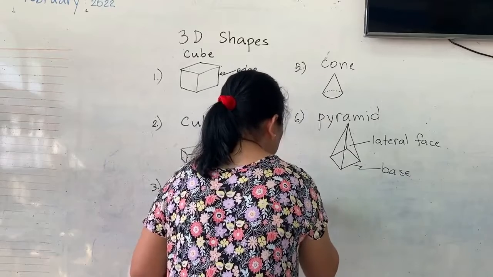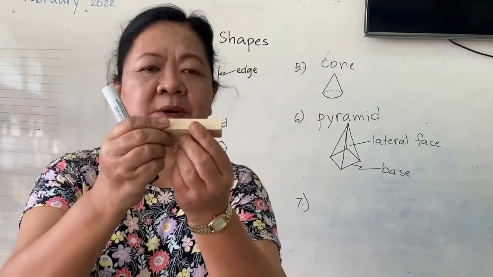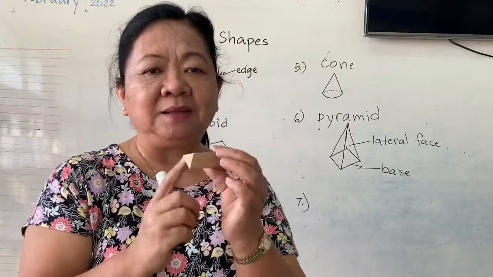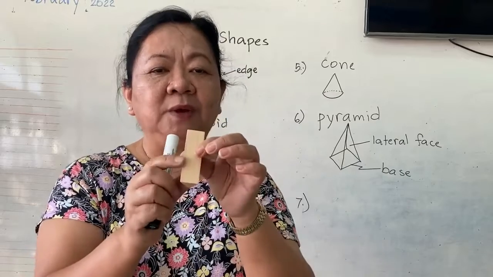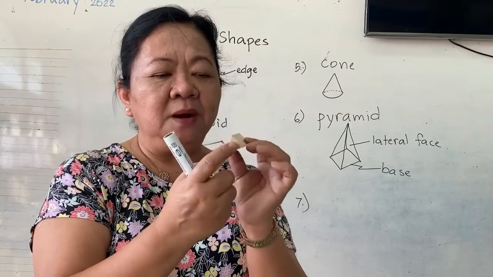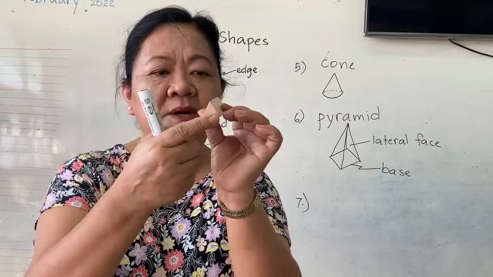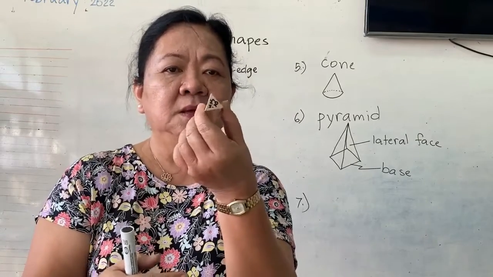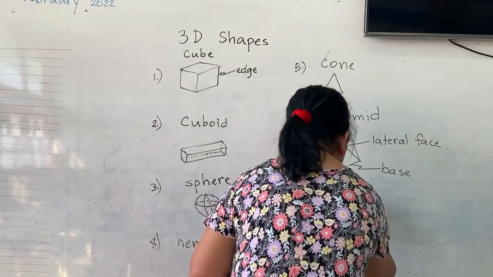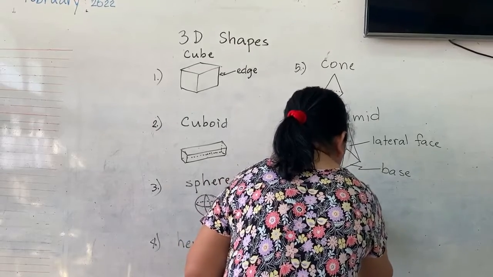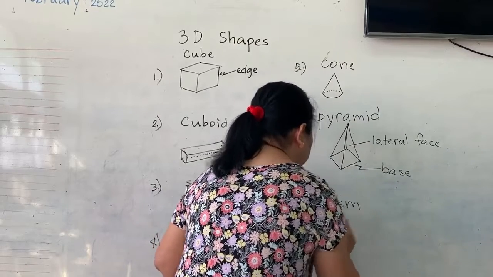And then the next one is called a prism. The lateral faces are rectangles, but the two bases are triangles. Its difference from a pyramid is that a pyramid's top is pointed, but here it's flat. It's a triangle on both bases. So this is a prism. Since the base is a triangle, this is a triangular prism.